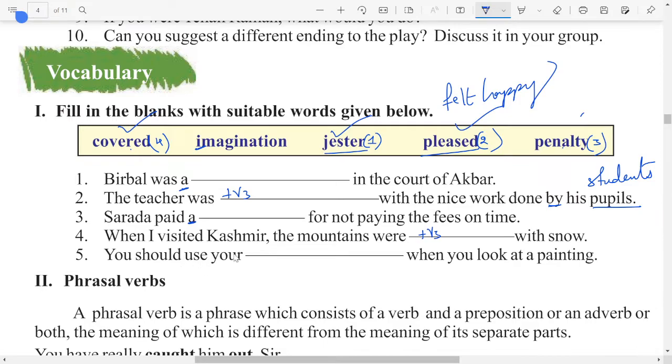Next, you should use your. After your, remember, you need noun form.